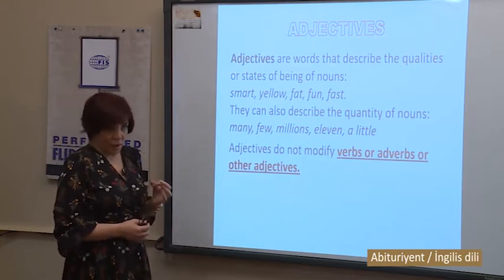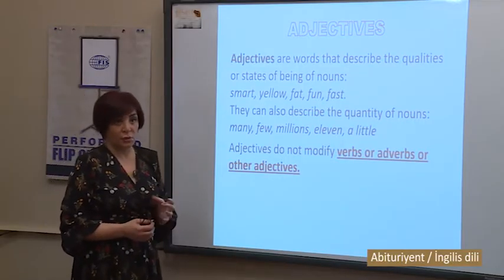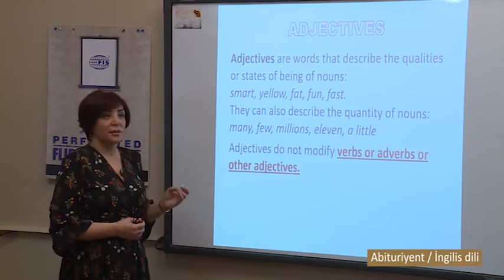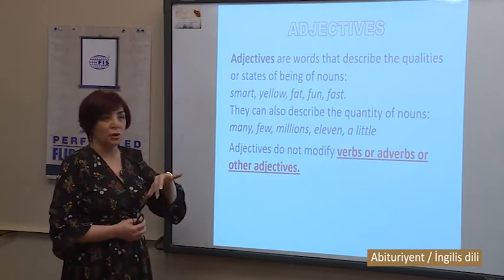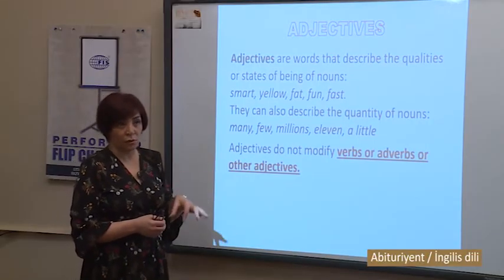Remember, adjectives do not modify verbs or adverbs or other adjectives. So it means that we can't say, for example, "we are having unusual hot." No, it is an incorrect way of saying it. Later we'll learn how to modify adjectives. Adjectives are modified with the help of adverbs, for example, "unusually hot," but not "unusual hot."